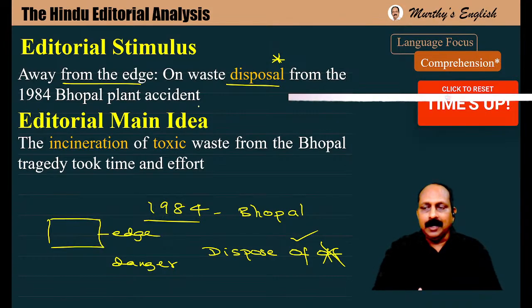It's all about that and solution, finally, eventually. What is the main idea of the editorial? The incineration of toxic waste. Incineration means burning of toxic waste, hazardous, dangerous waste. From the Bhopal tragedy took time and effort. Finally, they could get rid of. Very good, Nagesh and Naidu also dispose of, get rid of.